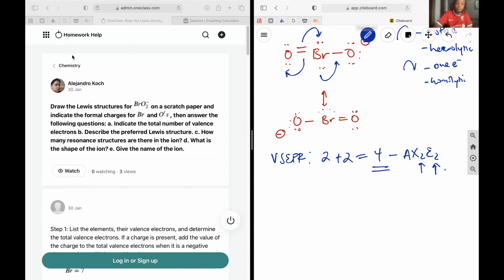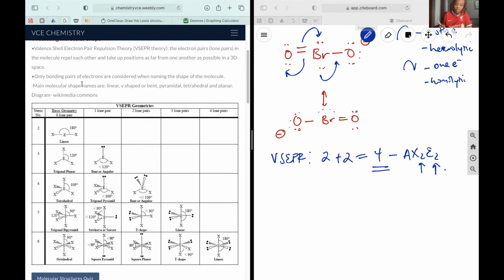And so now when I come to my VSEPR chart, I can quickly tell that the electron geometry won't account for which ones are lone pairs and which ones are bonding pairs, so I just go straight to a steric number of 4, and my electron geometry is going to be tetrahedral. For my molecular geometry, I now account for which ones are lone pairs and which are bonding pairs, and I'll find that this is actually going to be a bent shape. So I just come to 4, and I go right to 2 lone pairs, so that is bent.